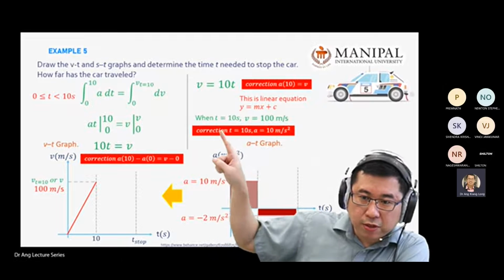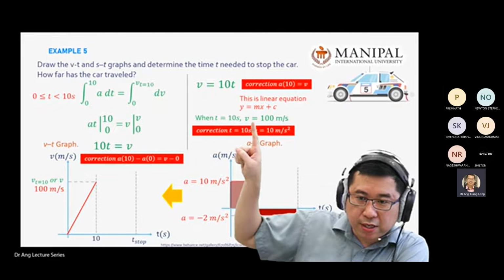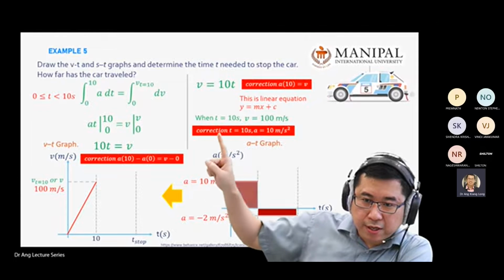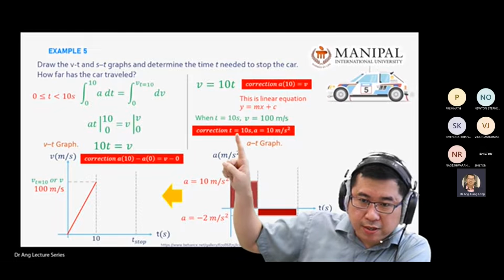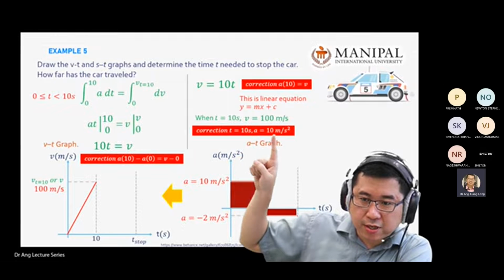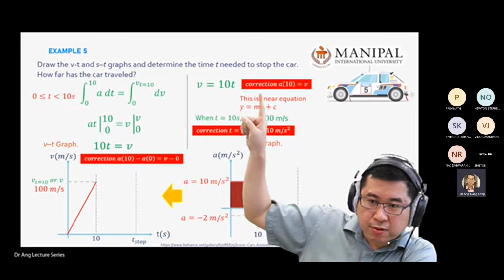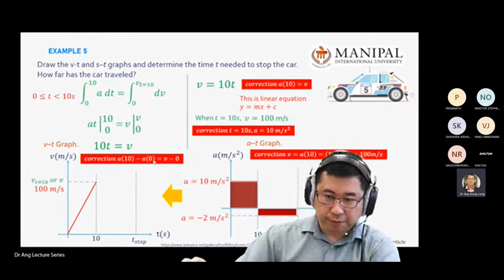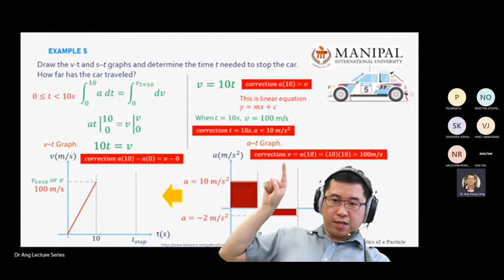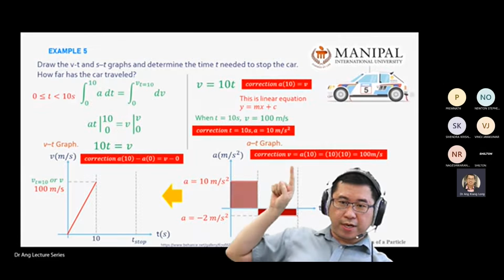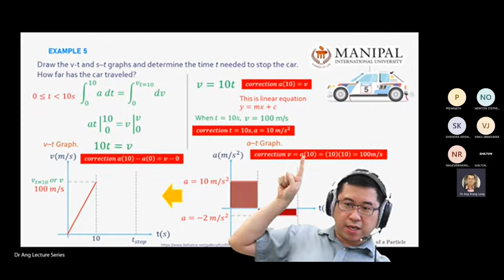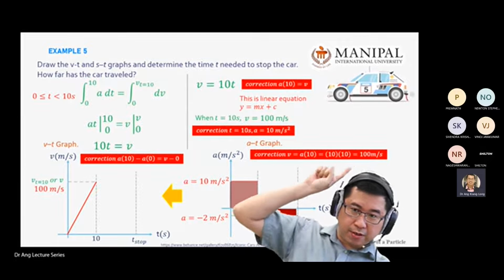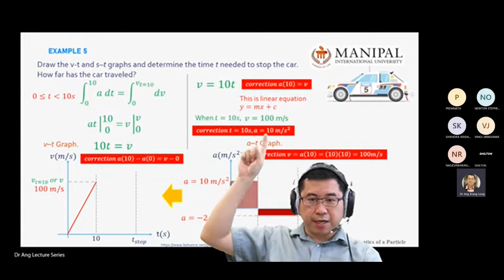So T equal to 10, velocity 100, how to get 100? Luckily, we are saved by the same value, right? So correction now, when T equal to 10 seconds, your acceleration is also 10. Just now we do correction, V equal to A10. So when you substitute your V, how do you get 100? V equal to A10, and you substitute your acceleration as 10. So 10 times 10, you get 100. So we still get the same magnitude, okay?